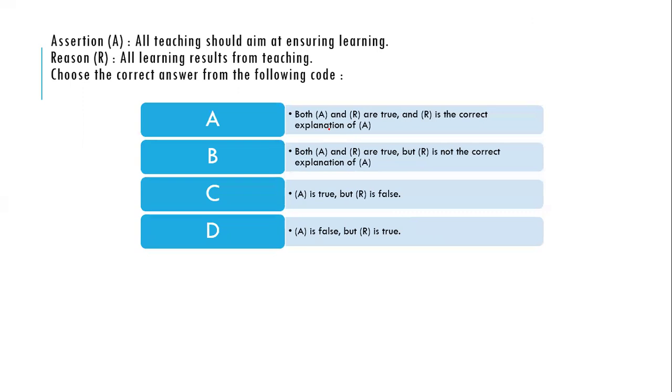Assertion: all teaching should aim at ensuring learning. So true. Reason: all learning results from teaching. No. Learning can be from anything. Self-learning also can happen. So all learning only results from teaching, that is completely not true. So the assertion is true and the reason is false.